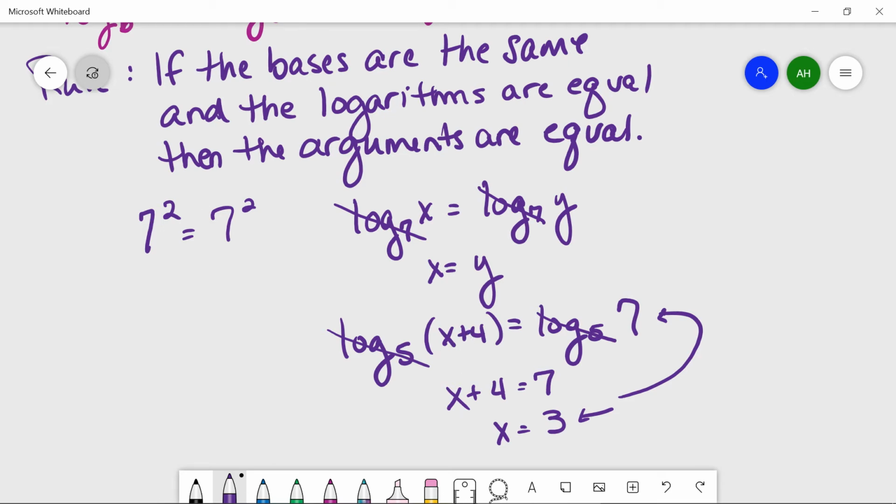You cannot have a negative argument. So you do need to make sure that your arguments are positive. So do plug those numbers back in just to make sure that you've got everything correct there.